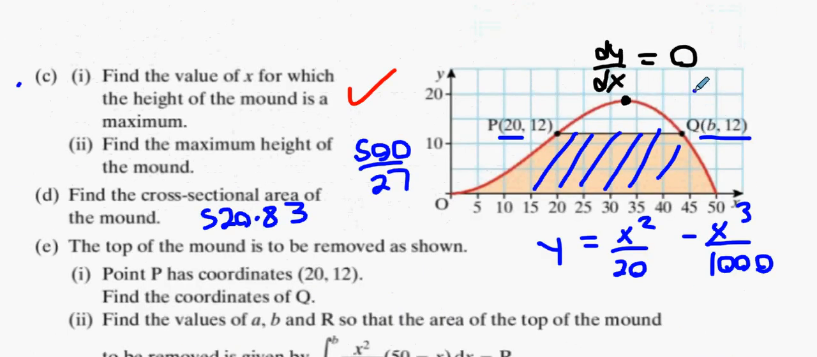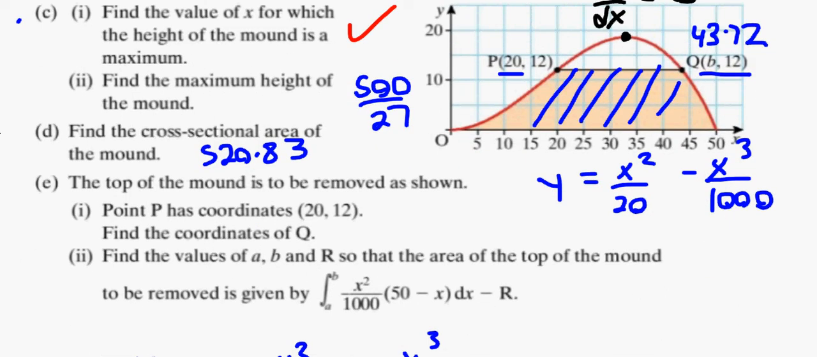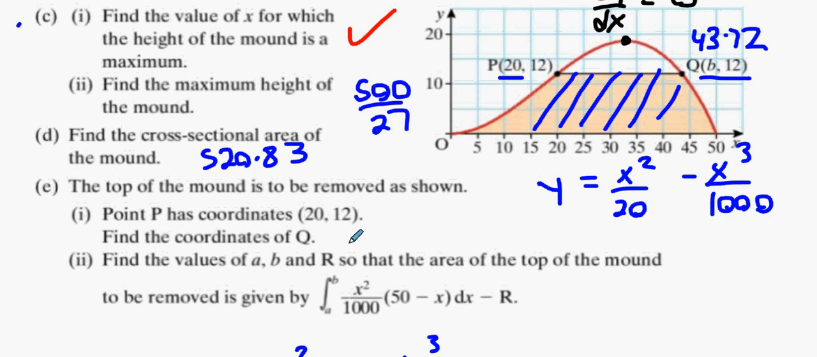Now, are they actually going to ask us to get the area of the new part? Oh, God. Is that it? No. Find the values of A, B, and R so that the area of the top of the mound to be removed is given by this. All right. We're okay. I got it.